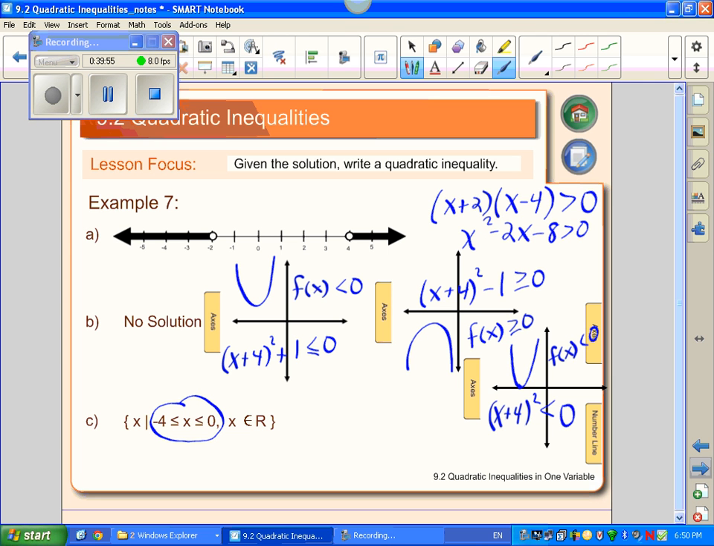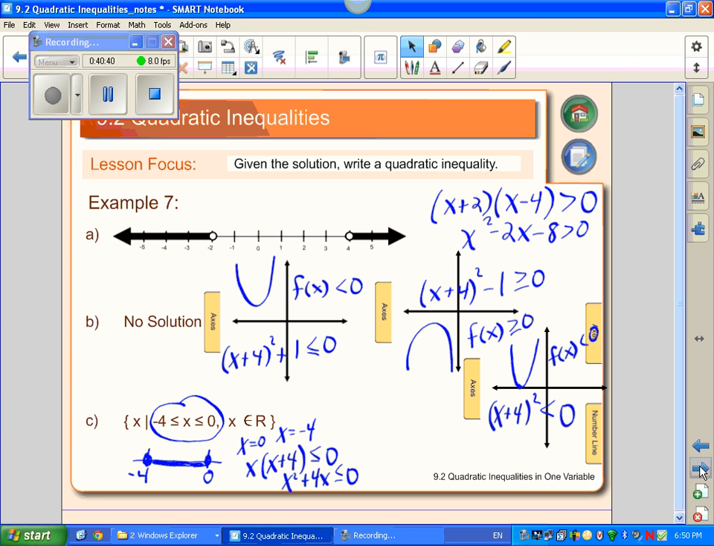And what does that look like on my number line? Looks like that. All right, shade this area in. My zeros, it says x is equal to 0, x is equal to -4. So this is giving me x times x plus 4. Where is this less than or equal to 0? So x squared plus 4x less than or equal to 0. That's one correct answer.